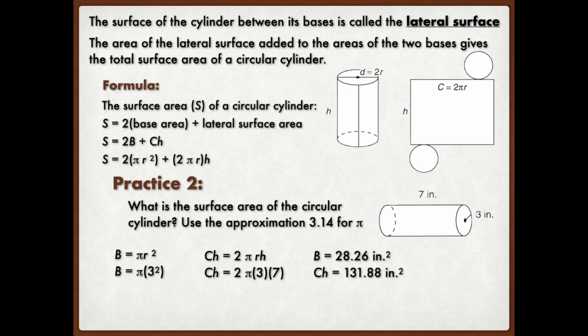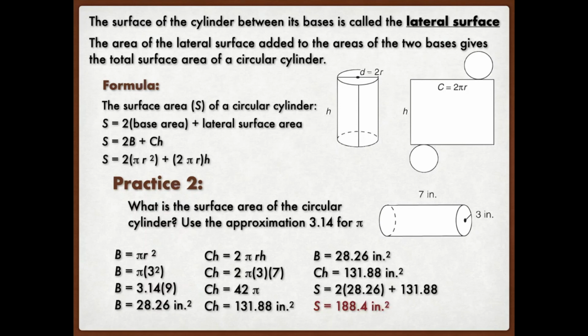And we multiply that, we get 131.88. Now here's the issue, here's the problem. Do I just add the 28.26 to the 131.88 and be done? No. Don't forget how many bases I have. I have 2 bases. So I need to multiply the 28.26 times 2 before I add. And when I go ahead and add them together, I get 188.4 inches squared.